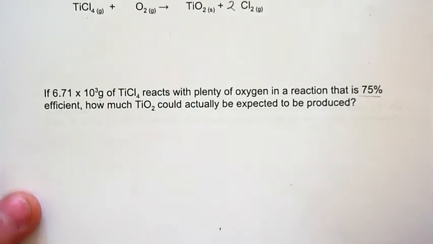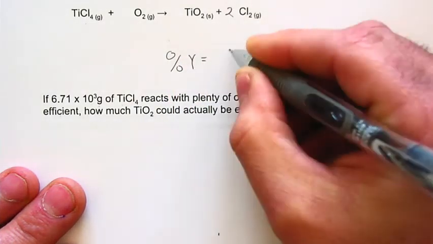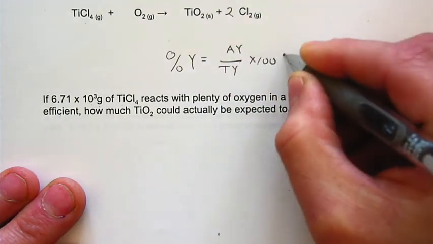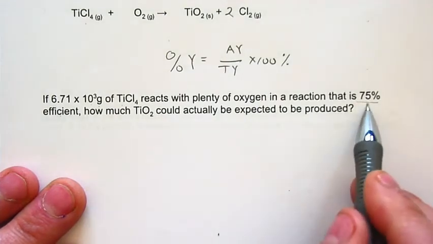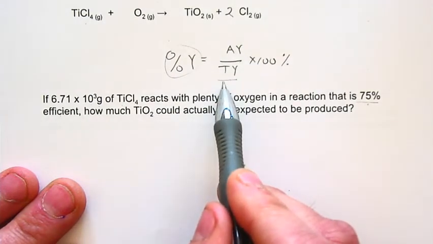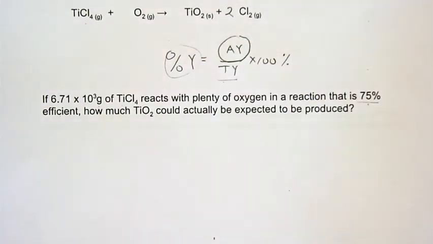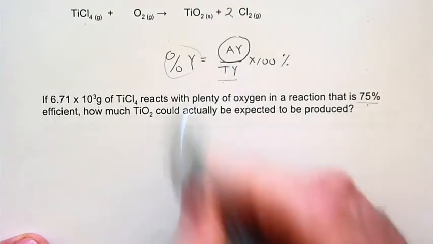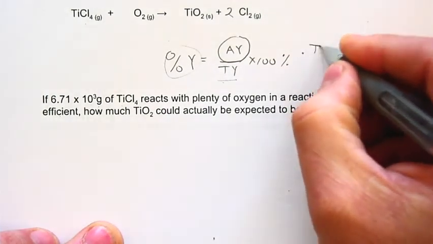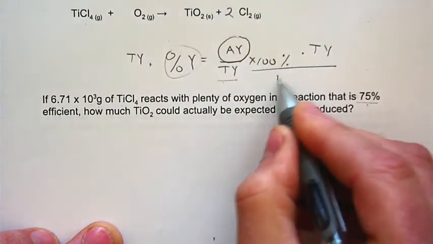Now, in this reaction, again, the percent yield is equal to actual yield divided by theoretical yield times 100%. Since they give us the percent, and since we always calculate the theoretical yield, in this problem we are going to be looking for the actual yield. So, to rearrange this formula so that it gives us the actual yield, I multiply both sides by the theoretical yield and divide both sides by 100.